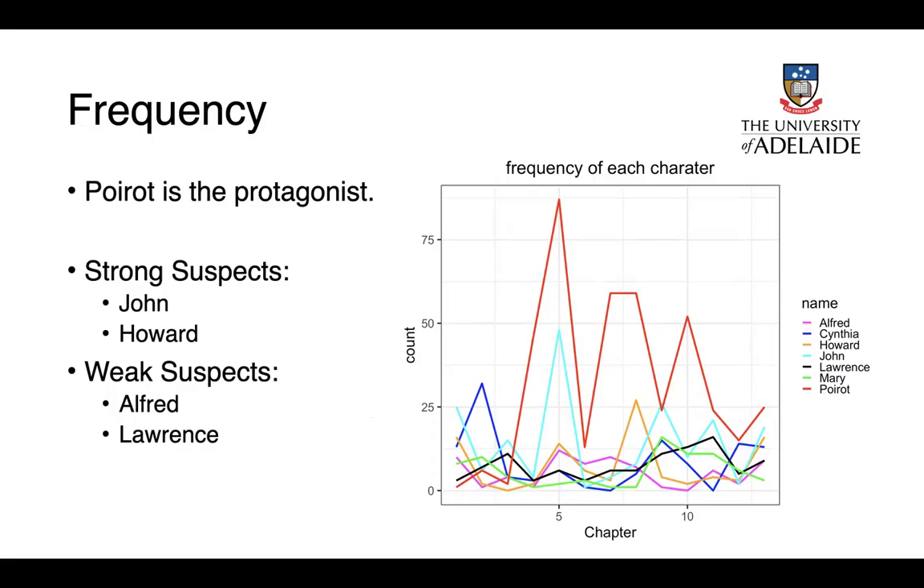We see frequencies of John and Howard rise considerably from chapter 12 to chapter 13. So we determine John and Howard as our strong suspects. And for Alfred and Lawrence, their frequencies also rise, but to a less degree. So we say these two are our weak suspects.